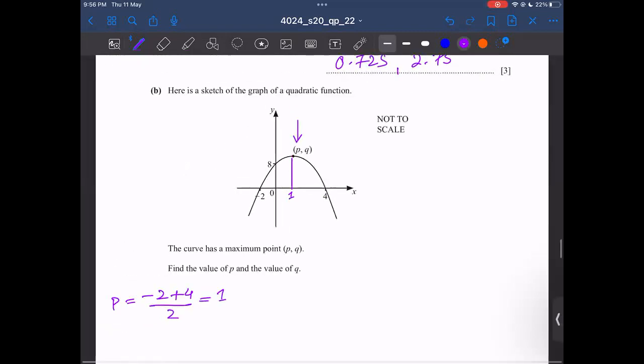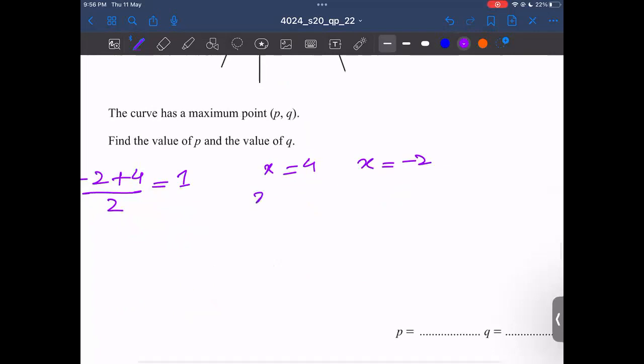Now for the value of Q, I need to put some values over here. I need to focus on the x-intercepts. Since we have x equal to 4 and x equal to -2, let's find the equation with the help of these x values. First, x minus 4 equal to 0. Then x plus 2 equal to 0. I'm doing the reverse process of solving the quadratic equation. Now I'm going to multiply these.